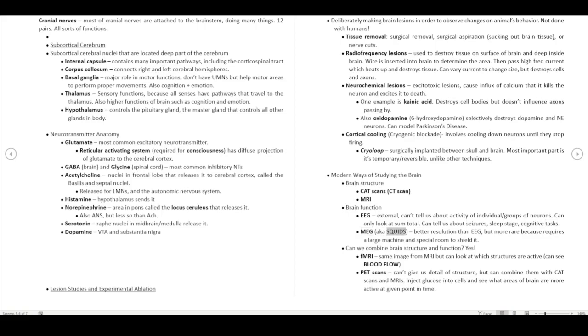MEG, aka SQUIDs, has better resolution than EEG, but is more rare because it requires a large machine and a special room to shield it. Can we combine brain structure and function? Yes. fMRI: the same image from MRI but we can look at which structures are active, and can see blood flow.